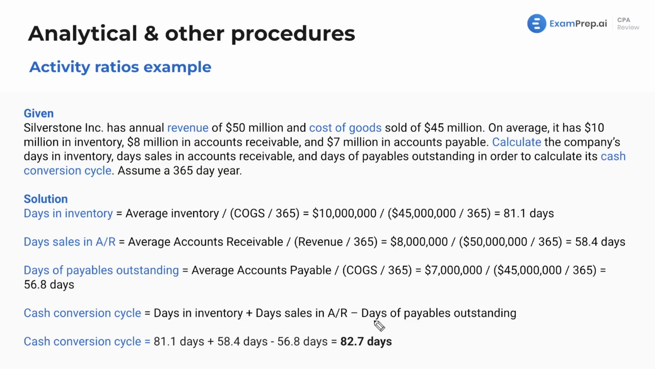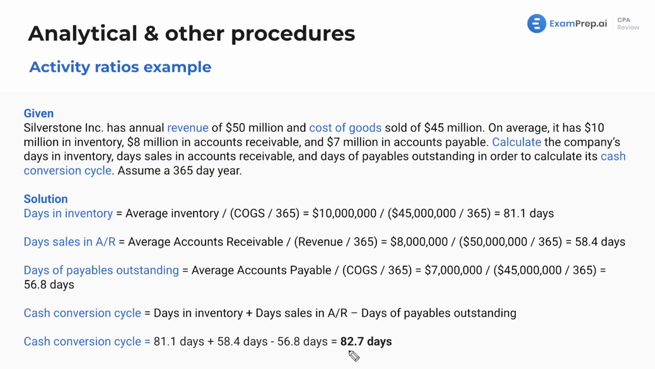Well, you want a lower days in inventory, a lower days sales in accounts receivable, and a higher days of payables outstanding, because you want this number to be as small as possible. And why do you want that to be as small as possible? Because this is how long it takes you to just generate cash. You can think of it like the cash generation formula.